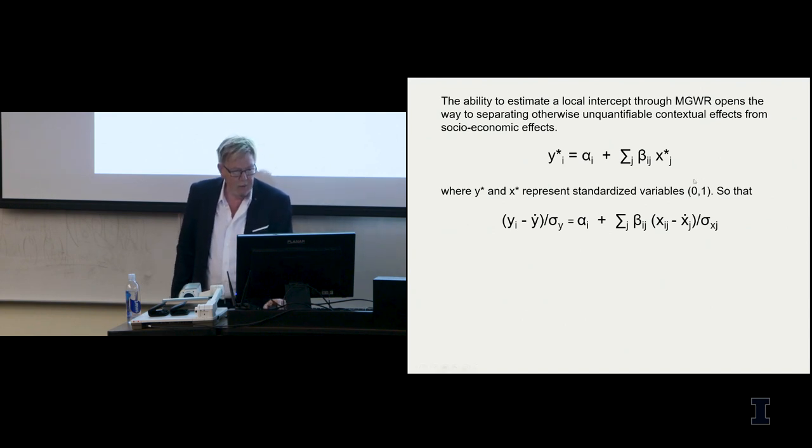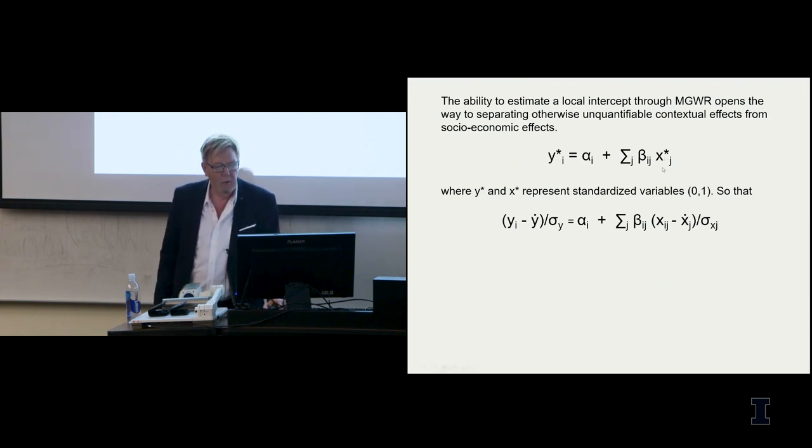So here's my model. These are all my covariates. They're all in standardized form, right? They all have a mean of zero, standard deviation of one. There are the local parameter estimates on these socioeconomic conditions. There's my local intercept, and there's my dependent variable, again standardized. If I make the standardization explicit, y star is just y minus the mean divided by its standard deviation. And I do the same thing for the covariates here. Right, and then just do a bit of rearranging.